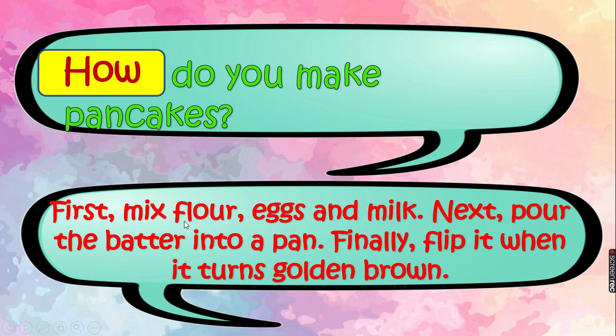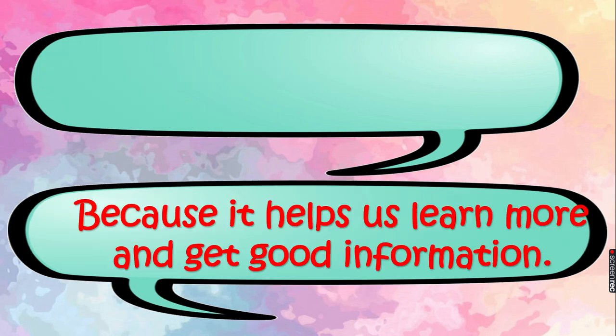First, mix flour, eggs, and milk. Next, pour the batter into a pan. Finally, flip it when it turns golden brown. So that's the steps. That's the process of making pancakes. Now you know it. Maybe you can make it tomorrow for breakfast, right? Yeah. So here's one last question.